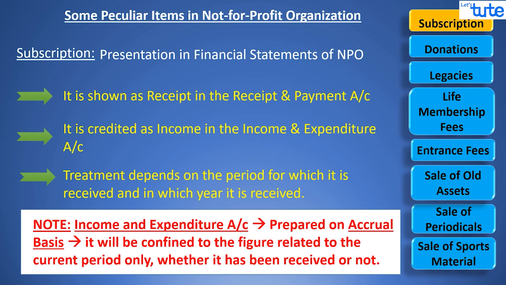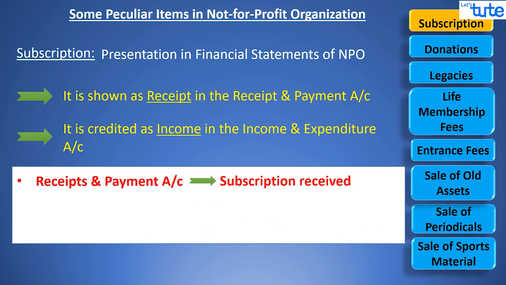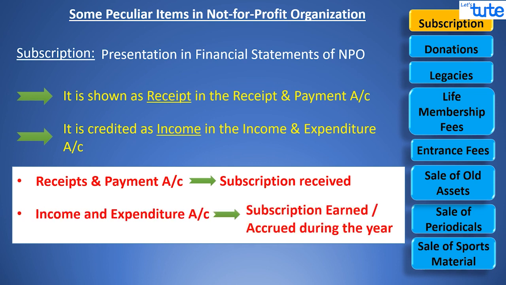But income and expenditure account is prepared on accrual basis, and so the subscription income shown in that will be confined to the figure related to current period only, irrespective of the fact whether it has been received or not. So the receipts and payment account reflects the figure of subscription received, whereas the income and expenditure account reflects the figure of subscription earned or accrued during the year. We will understand this in more detail while solving the sums on NPO, but for that we need to know the concepts very clearly. So is this clear to you all?